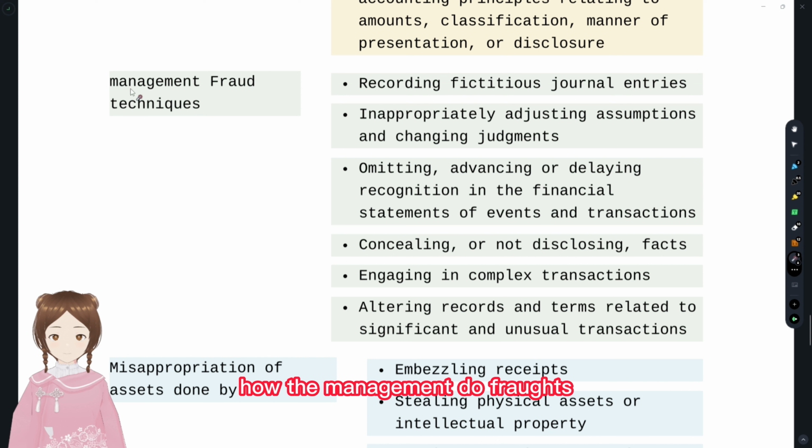How does the management do frauds? What are the ways management could commit frauds with regards to financial statements? They could record fictitious journal entries. What do financial statements contain? Accounting records contain journal entries. What could they do with journal entries? They could record fictitious journal entries, inappropriately adjust assumptions and change judgments. The journal entries also contain accounting estimates. That's the second biggest thing: inappropriately changing the judgments and adjusting such assumptions, and omitting, advancing, or delaying recognition.